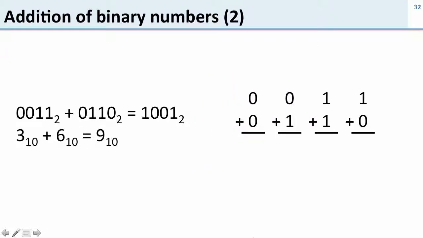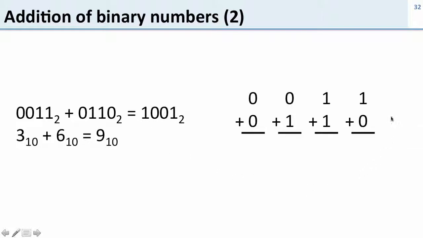Let's take a look at another example here. So here we're going to add 0 0 1 1. That's 1 plus 2 or 3, plus 0 1 1 0. And this is going to be 2 plus 4 or 6. And we're adding 3 plus 6, and we expect to get 1 0 0 1. This is 8 plus 0 plus 1 or 9.